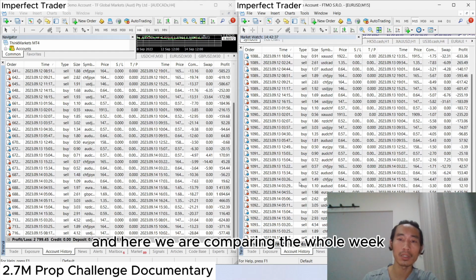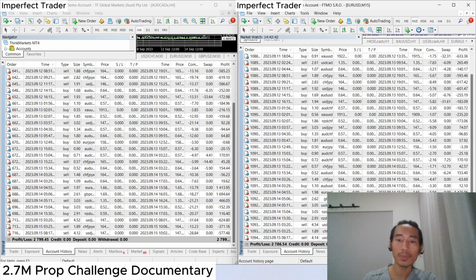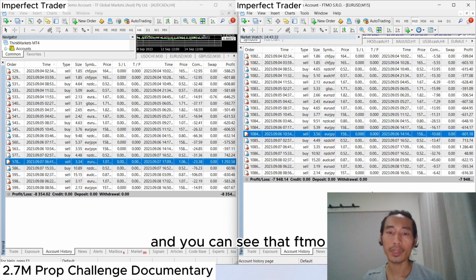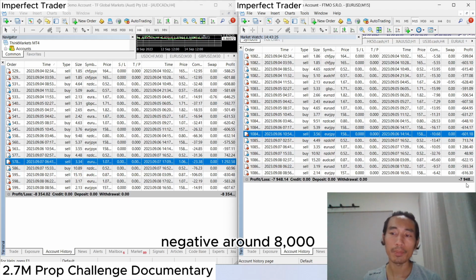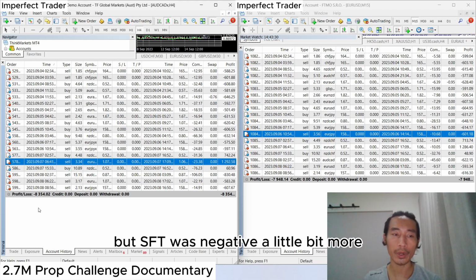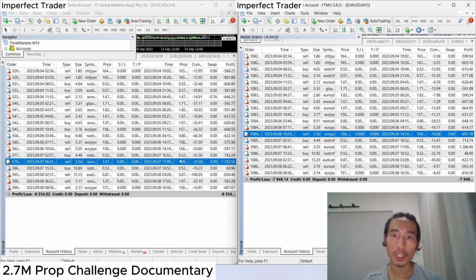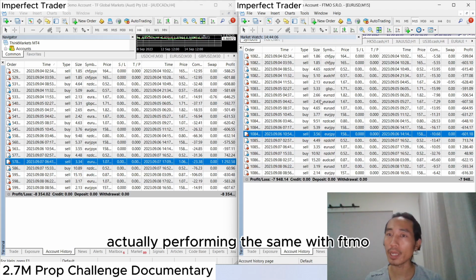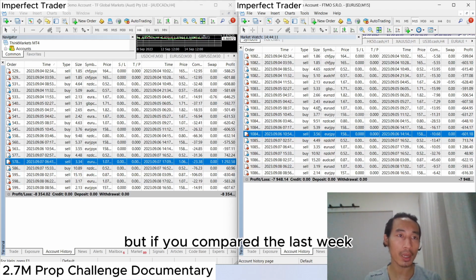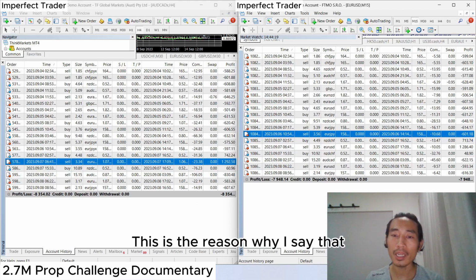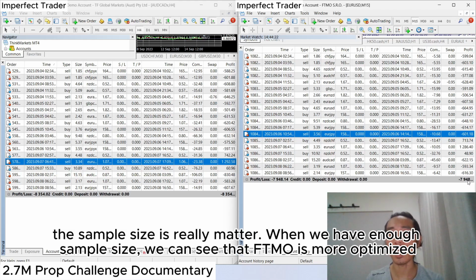And here we are comparing the whole week, and you can see that FTMO and Skill Funded Trader have the same P&L. See that? Here is last week, and you can see that FTMO is negative around 8,000, but Skill Funded Trader is negative a little bit more. So over 3 weeks, this week Skill Funded Trader and Think Market performed the same as FTMO, but if you compare last week, you'll see a little difference in the P&L. That is the reason why I say that sample size really matters.